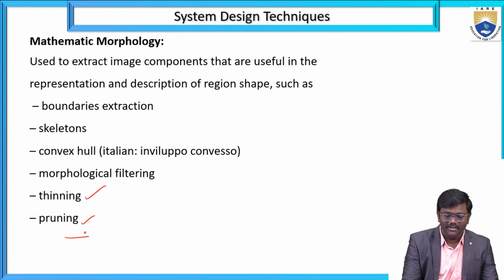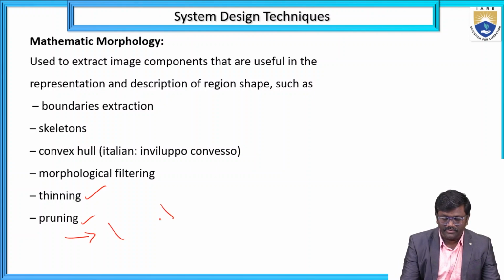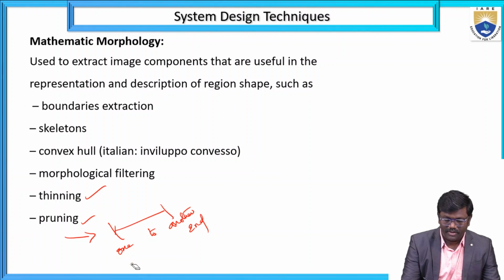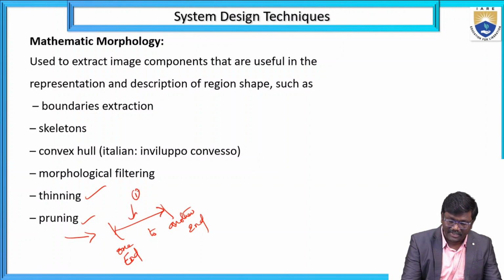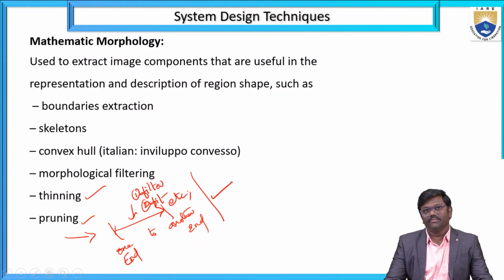Pruning is used under mathematical morphology to reach from one end to another end. What do we mean by one end to another end? It is where we apply morphology to achieve filtering and so on. There we can apply this type of mathematical morphology.